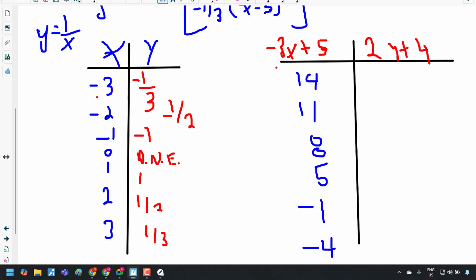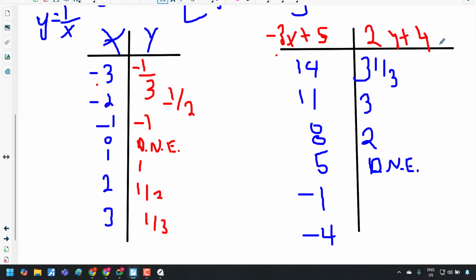What about our y values? Same thing. Plug in -1 over 3. So 2 times -1 over 3 is -2 over 3, which is -0.667. Add 4 to it, you should get 3 1/3, or 3.33333. Plug in a -half, times it by 2, that's -1. -1 plus 4 is +3. -1 times 2 is -2. -2 plus 4 is just 2. Now when you're plugging in 0, it did not exist, so this is going to be the same point here.